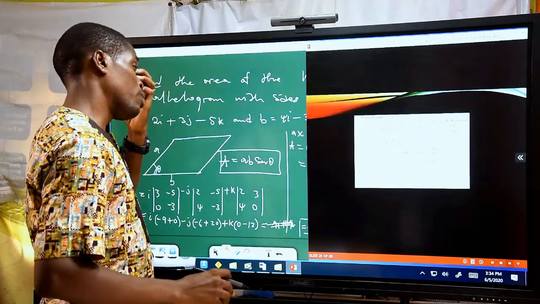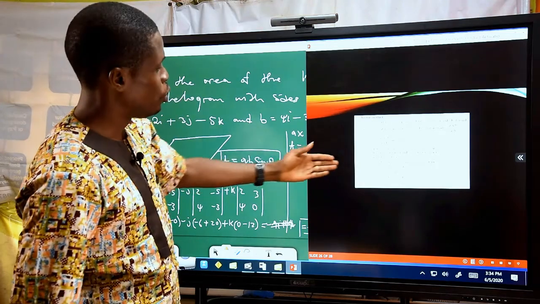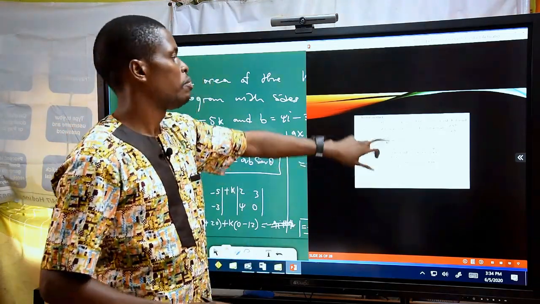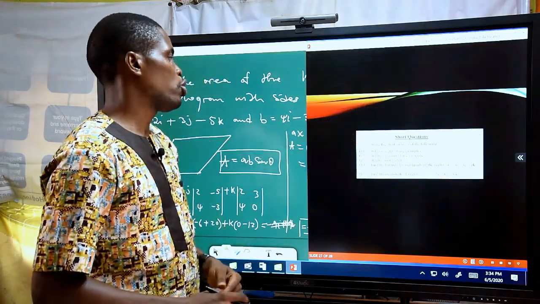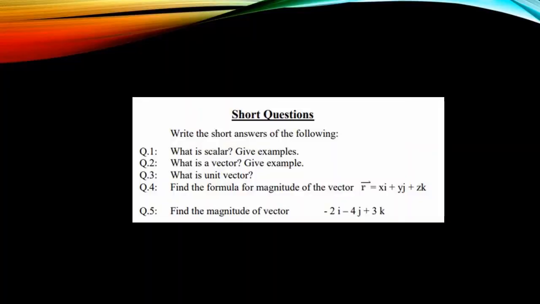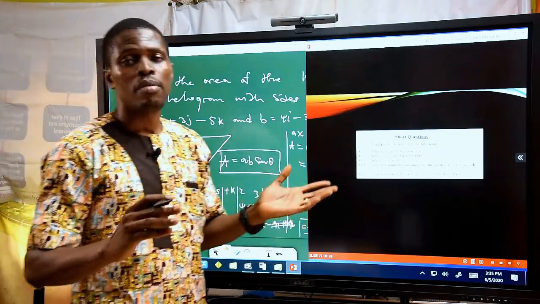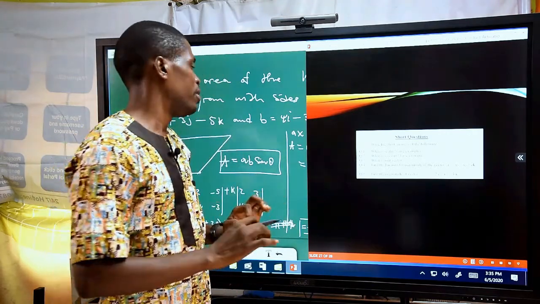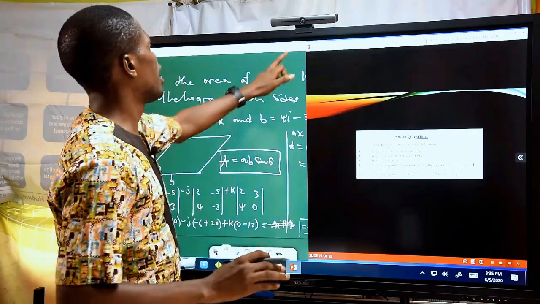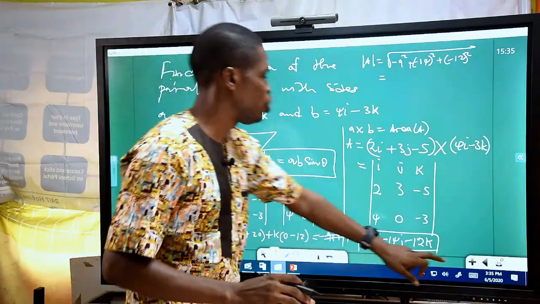So in summary, we can talk about the vector product using the matrix technique, and we have some short questions that we can solve with respect to that. Okay, and the objectives, we can solve all those problems. But before we go, we are going to look at the relationship between vector and coordinate geometry. Briefly, we look at how we can relate vectors and coordinate geometry.